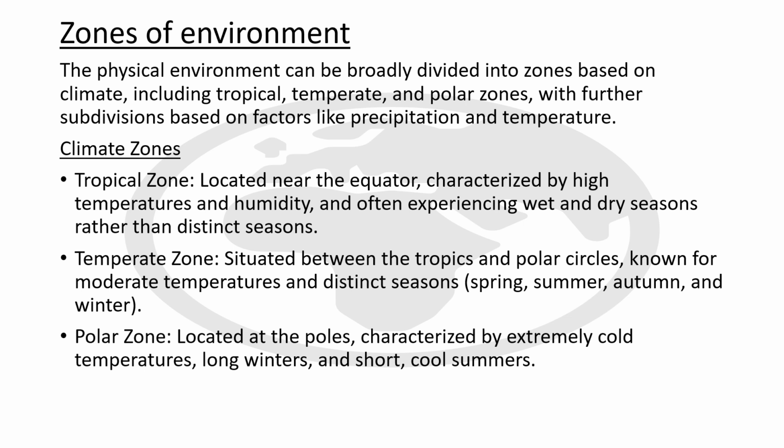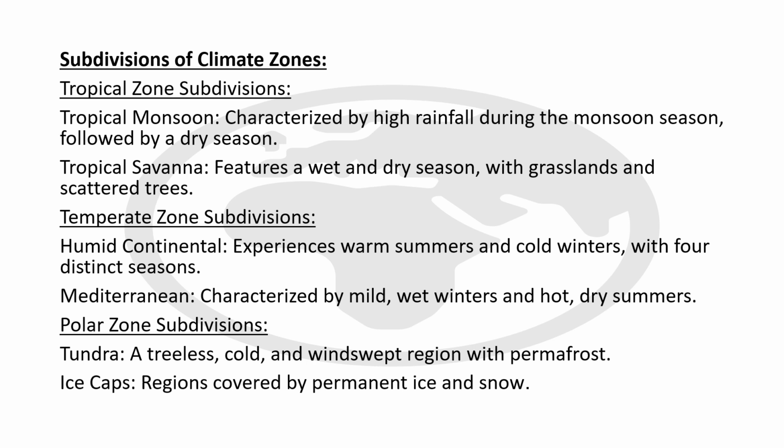The temperate zone is located between the tropics and the polar circles, which is known for its moderate temperature and distinct seasons. Here all the seasons are experienced like spring, summer, autumn, and winter. And the last is polar zone, which is located at the poles. It is characterized by extreme cold temperatures, long winters and short and cool summers. The three zones are further subdivided on the basis of the precipitation and temperature.